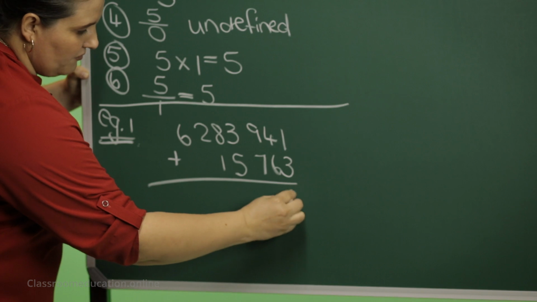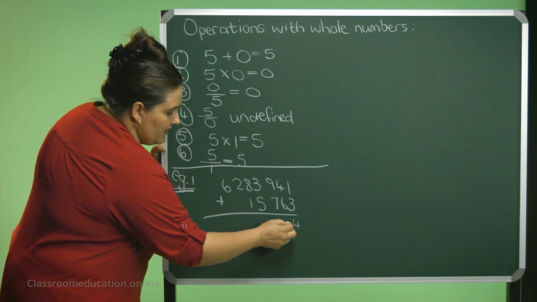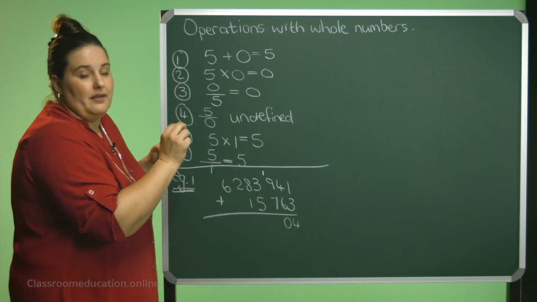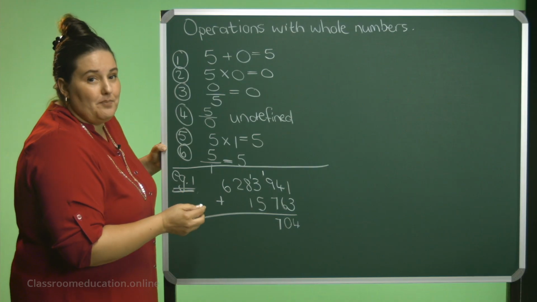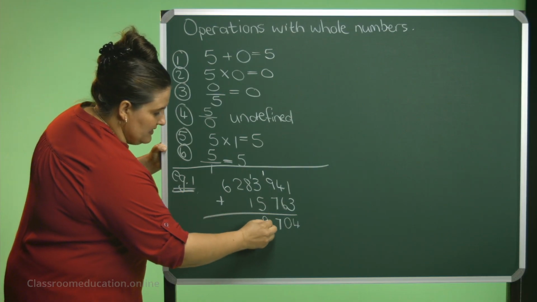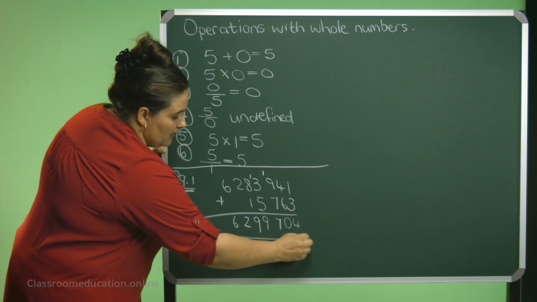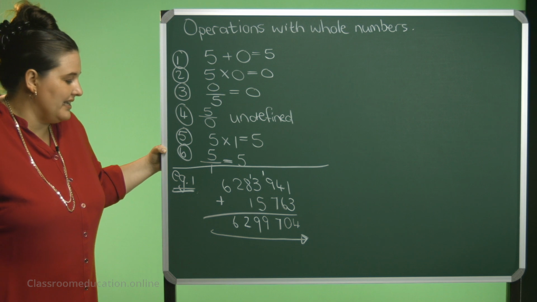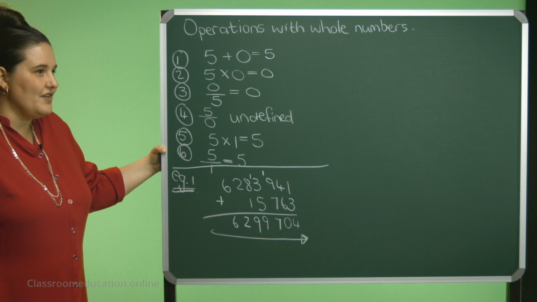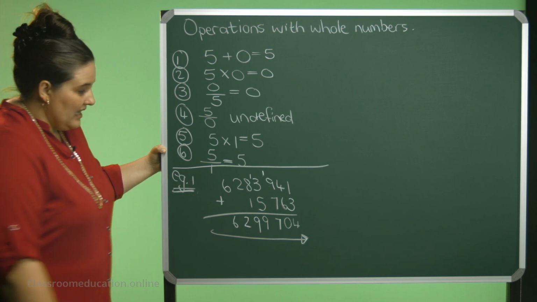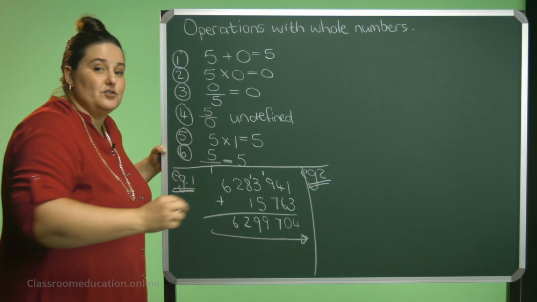1 plus 3 is 4. 4 plus 6 is 10. So what do you do? You write the 0 and you carry over the 1. 1 plus 9 is 10, plus 7 is 17. 1 plus 3 is 4, plus 5 is 9. That's also 9. The 2 and the 6 remain there. So my answer will be 6,299,704.